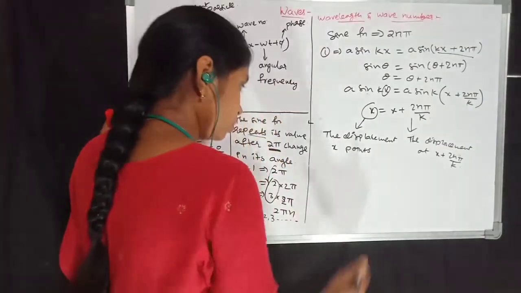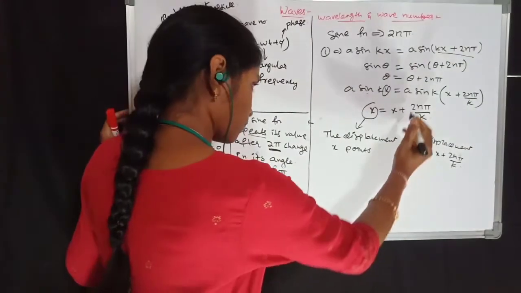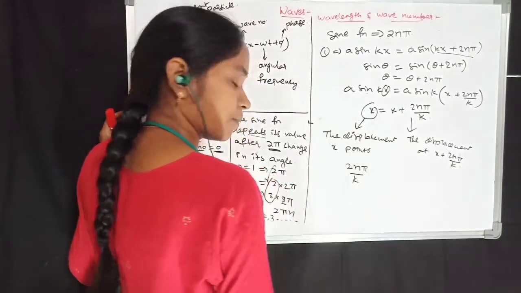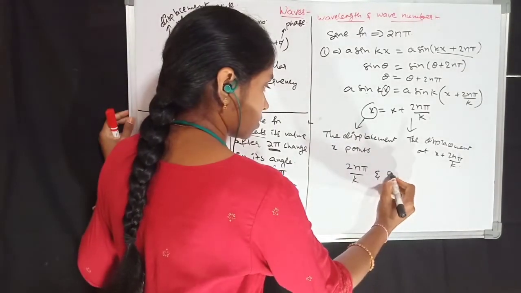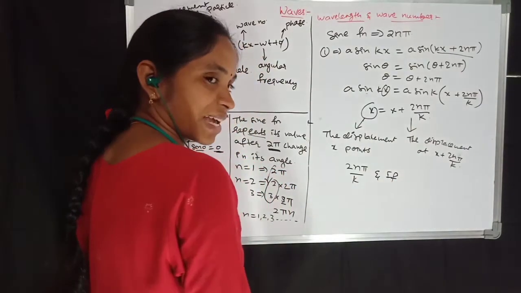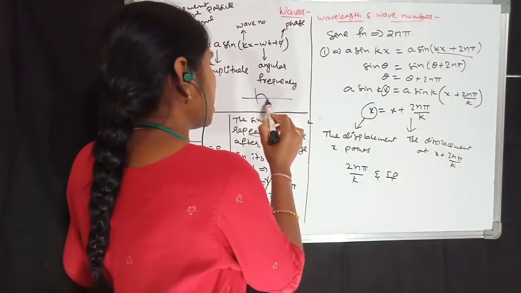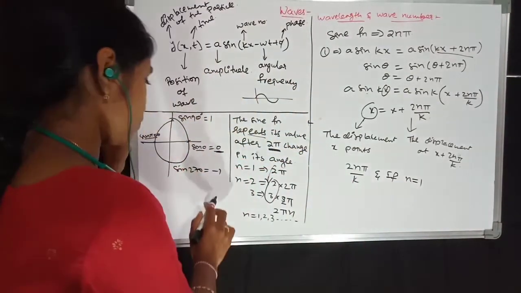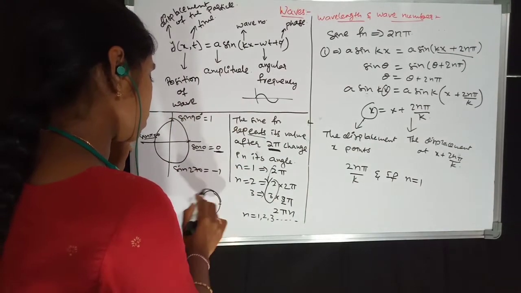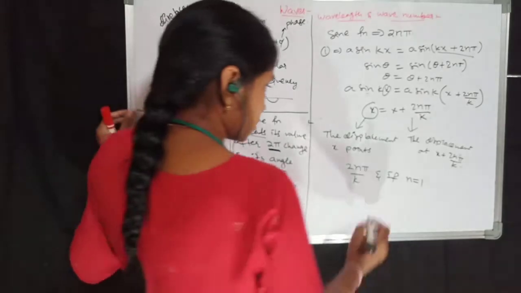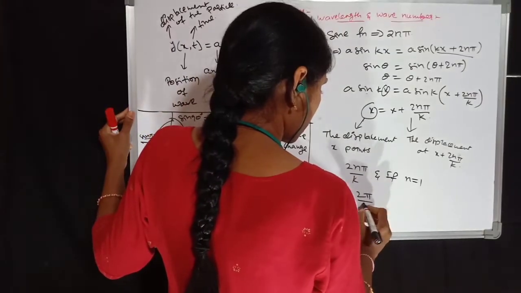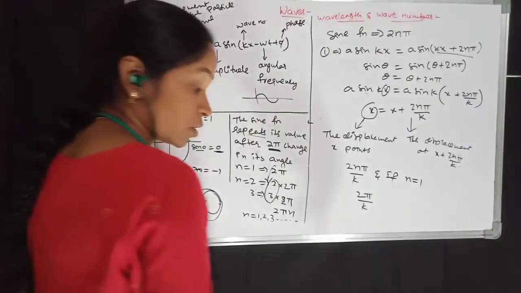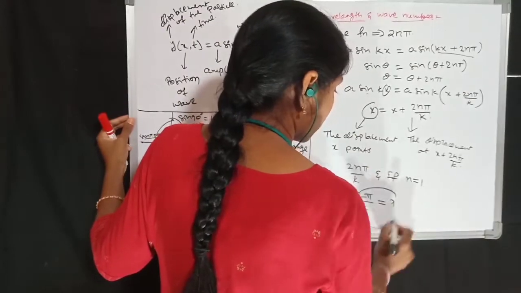Now this 2n pi by k, if I take a single cycle in a wave, for a single cycle n is equal to 1. For one complete rotation n is equal to 1. Therefore this 2n pi by k will become 2 pi by k, substituting n equals 1. This 2 pi by k is nothing but lambda, the wavelength.